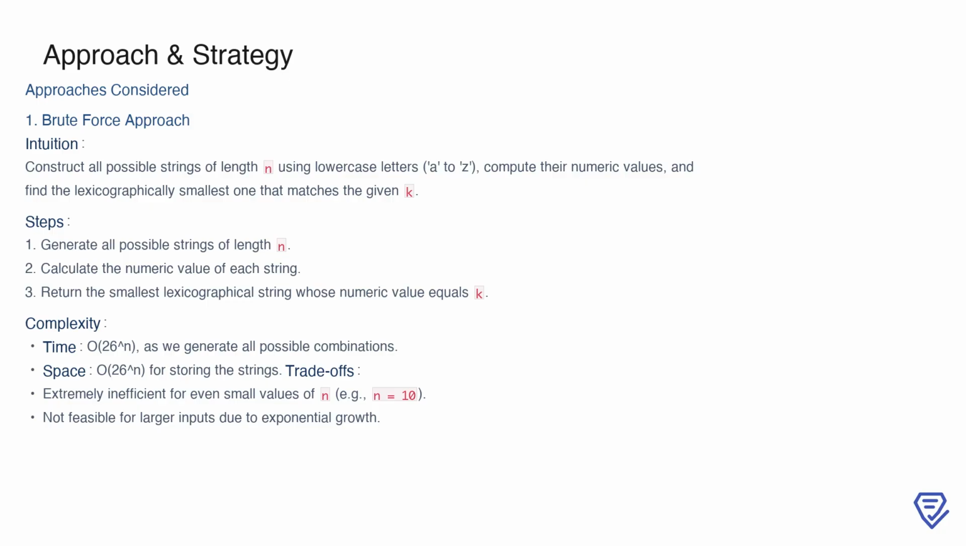However, the complexity of this approach makes it highly impractical. Since there are 26 letters in the alphabet, the number of possible combinations grows exponentially as 26^n. This means that even for relatively small values of n, such as 10, the number of strings to process becomes astronomically large. Additionally, the space required to generate and store all these strings is also exponential, making this approach infeasible for larger inputs. This trade-off highlights how brute force is an inefficient choice for this problem, especially given the constraints.